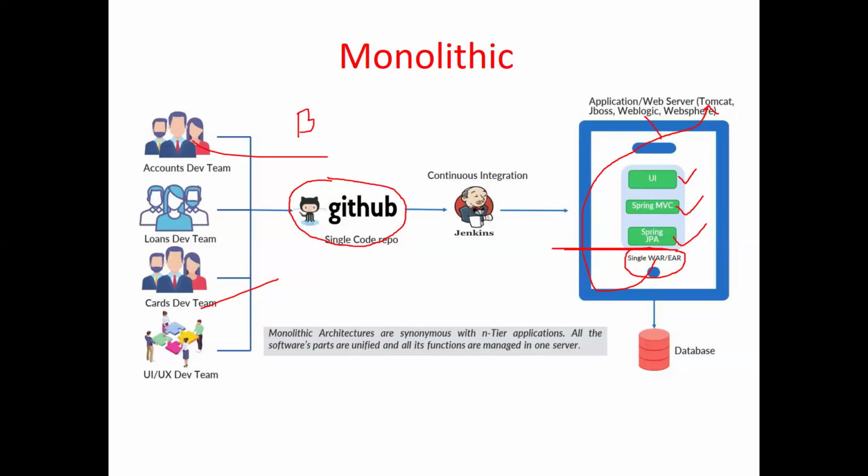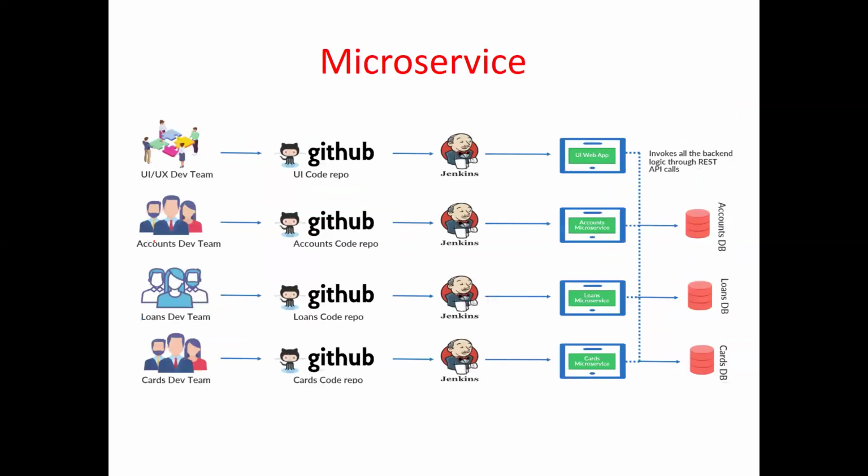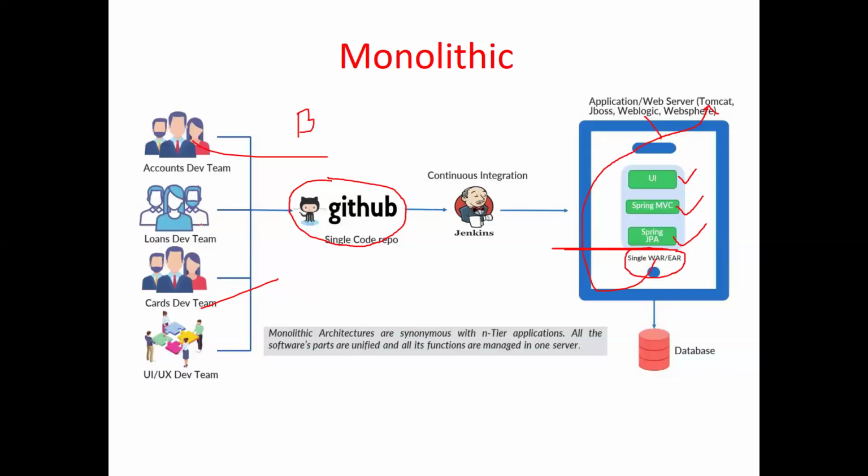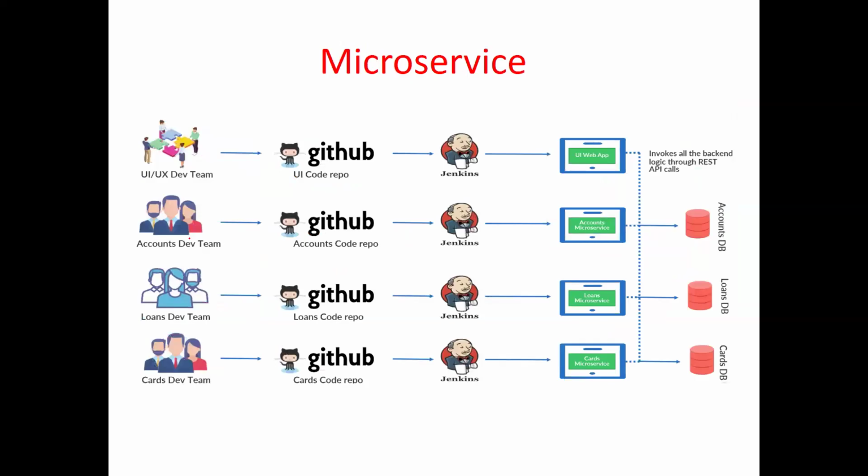What are the problems we have when you have a difference? If you divide the same application into microservices architecture, like accounts, loans, and cards controllers, in a monolithic application all controllers are available in a single project. Now you need to divide it so each controller has a separate project. Obviously it will become microservice architecture.